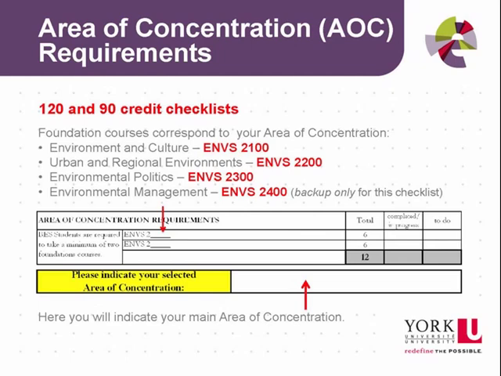For your backup area of concentration, you need to choose from the remaining 3 foundations courses. Once you've chosen the backup foundations course, mark the course code under Second Foundations Course and record the credit under the appropriate column, Completed, In Progress, or To Do.